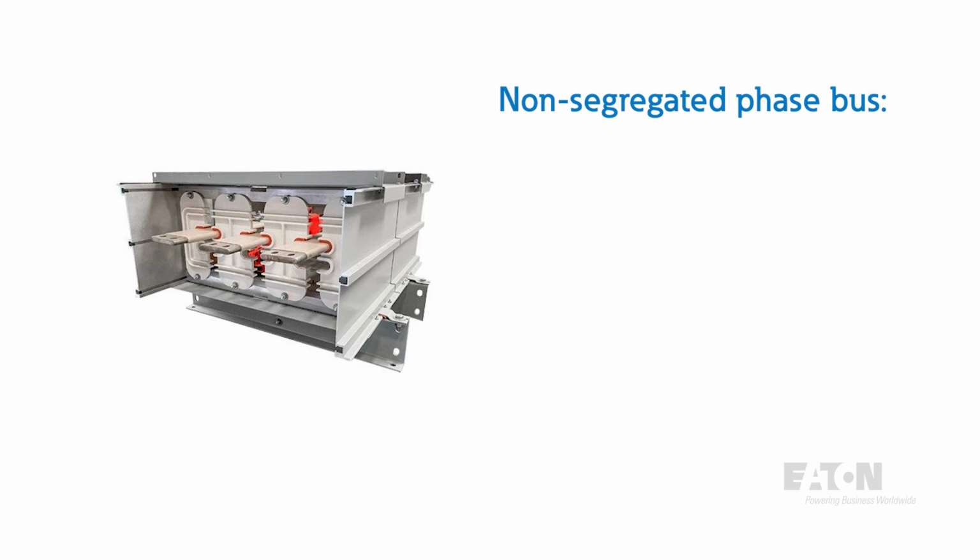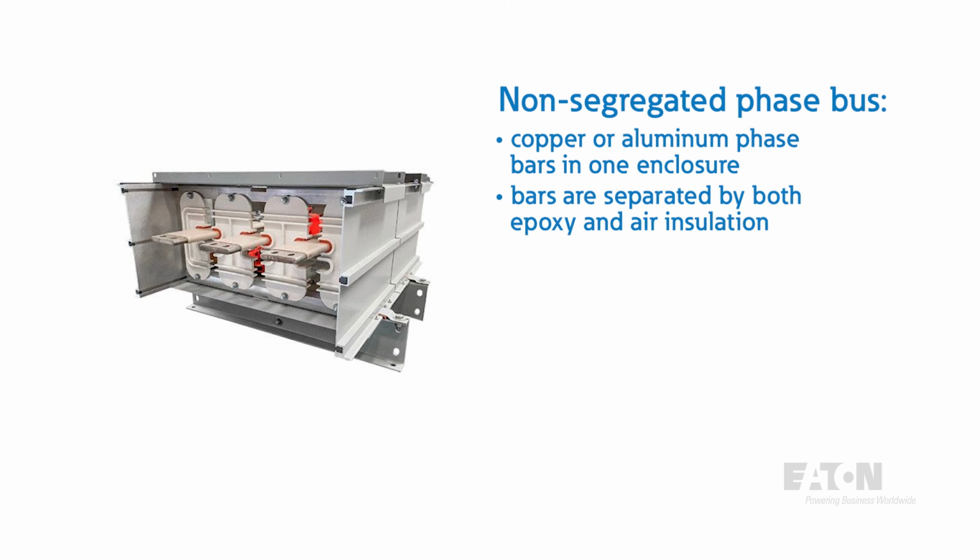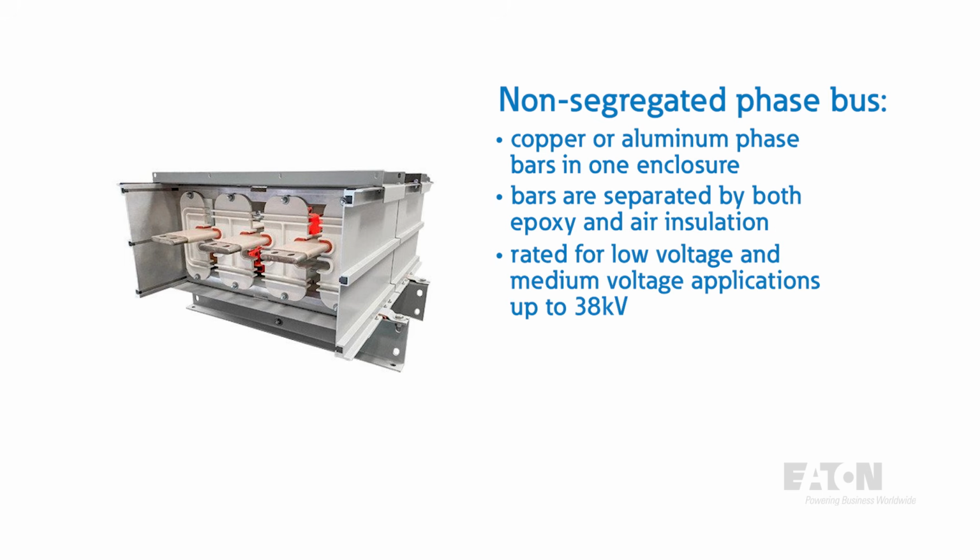The third type of busway is called non-segregated phase bus and is equipped with copper or aluminum phase bars located in one enclosure, separated by both epoxy and air insulation. Non-segregated phase bus can be rated for low voltage applications as well as medium voltage up to 38 kV. Amperage options range from 1200 amps to 6000 amps, and this style is available with a variety of insulating supports.